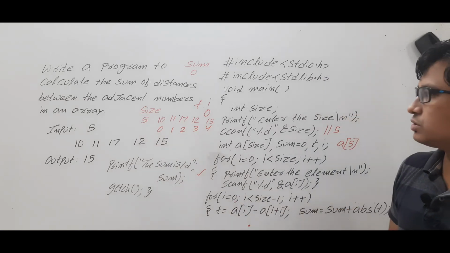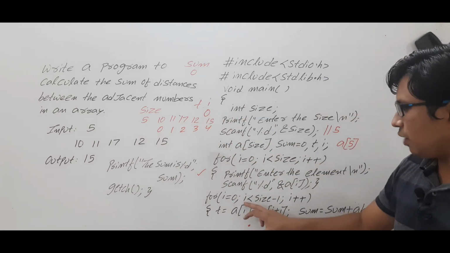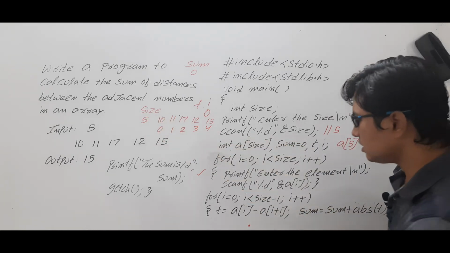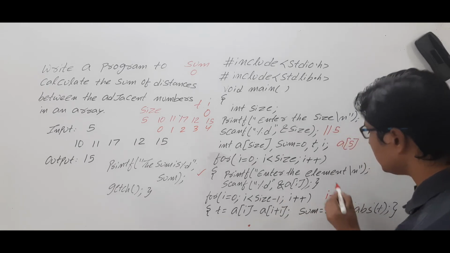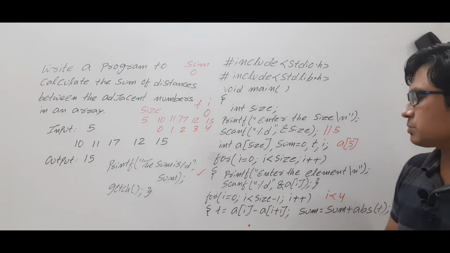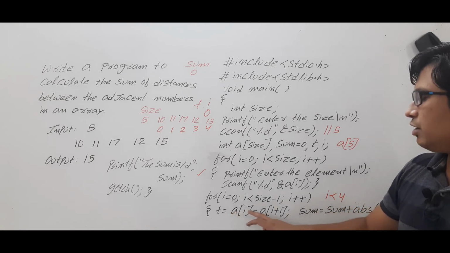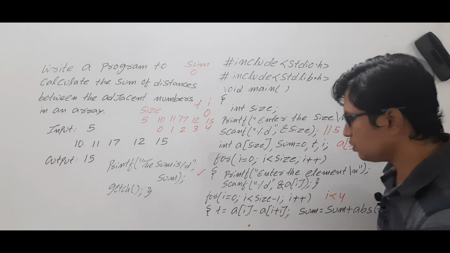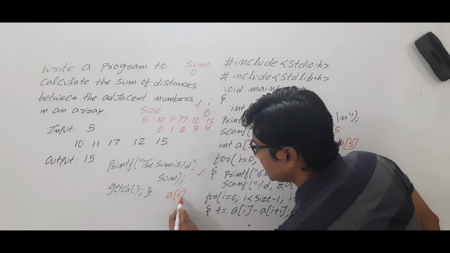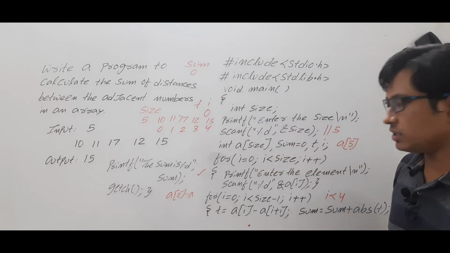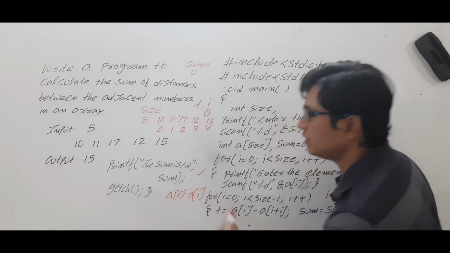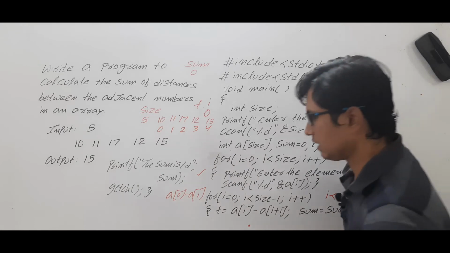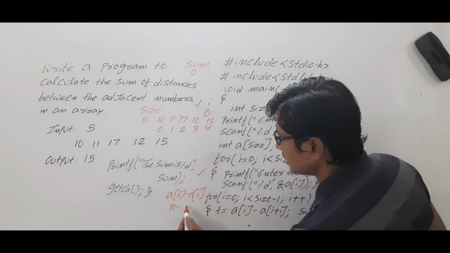So for i is equal to 0, again I am making i equal to 0. Now i less than size minus 1, which is i less than 4, since size is 5. i less than 4 only, i plus plus. t is equal to a of i minus a of i plus 1. Initially the i value is 0, so a of 0 minus a of 0 plus 1, which is a of 1. So you want to find the element stored in a of 0, which is 10, and a of 1, which is 11.